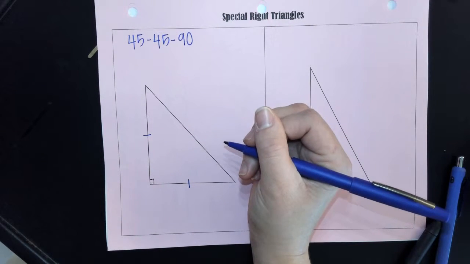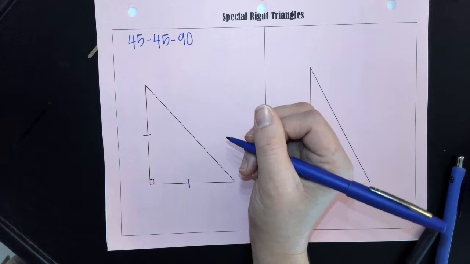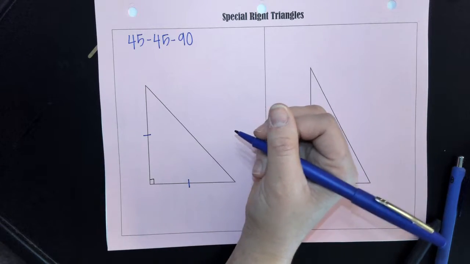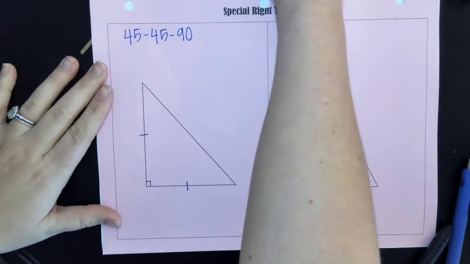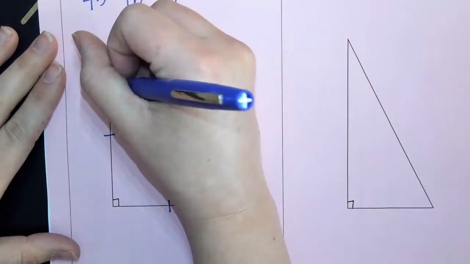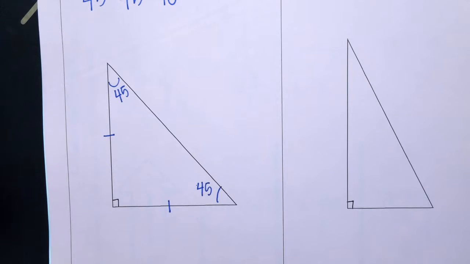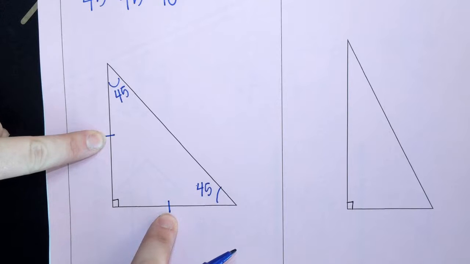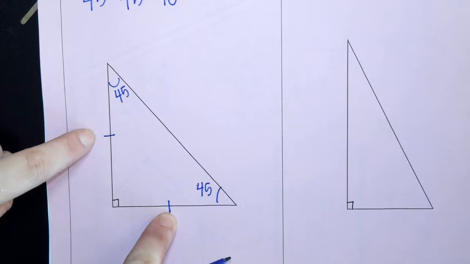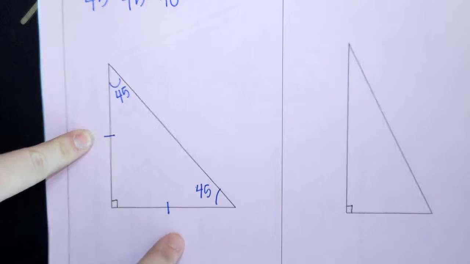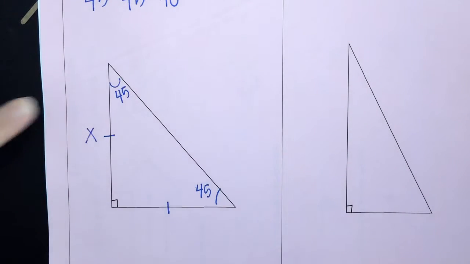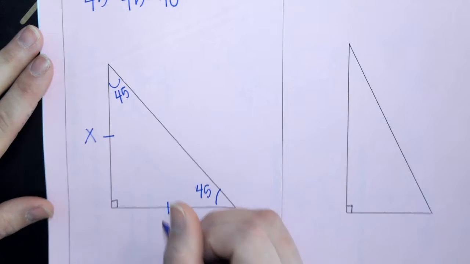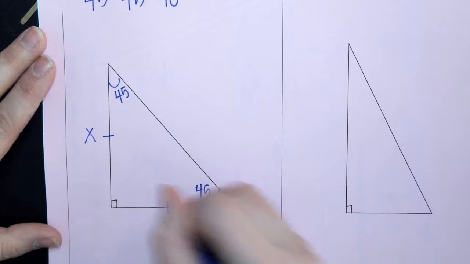So this has a shortcut. Every single time it has a shortcut, and you use the same shortcut every time. Remember, if that's 90, this has to be 45 degrees, and this has to be 45 degrees. Now remember, if these two angles are the same, then these two sides are the same. So whatever this side is, this side's going to be the same thing. Let's call this X. If that side is X, what's this side going to be? X, right.